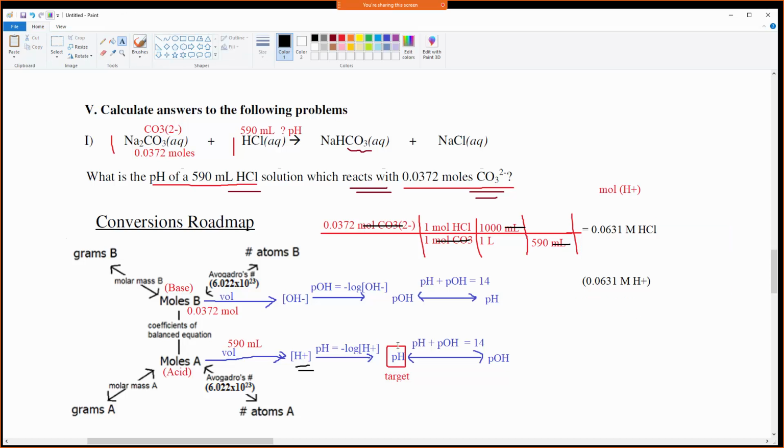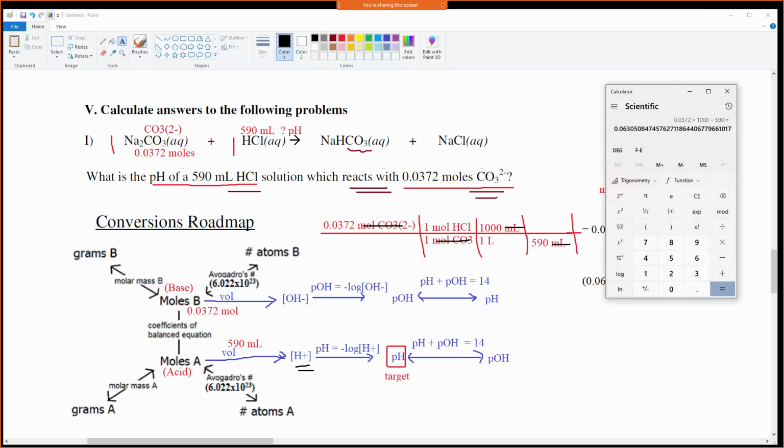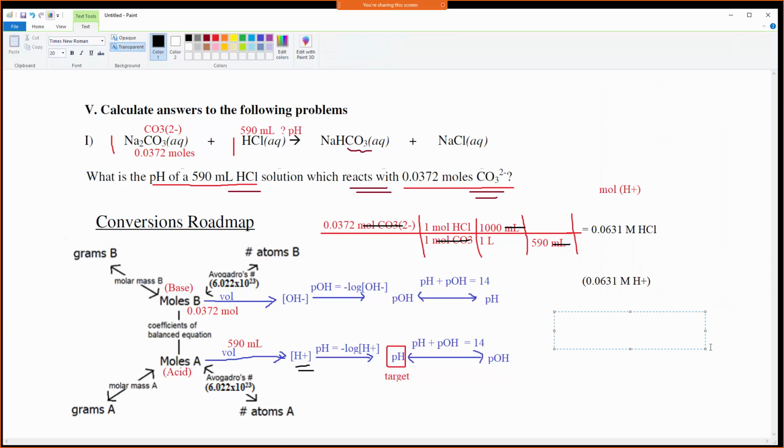Okay, and now we're just going to plug it into this guy, the minus log of that. The minus log of that gives me a pH of 1.2. Perfect.